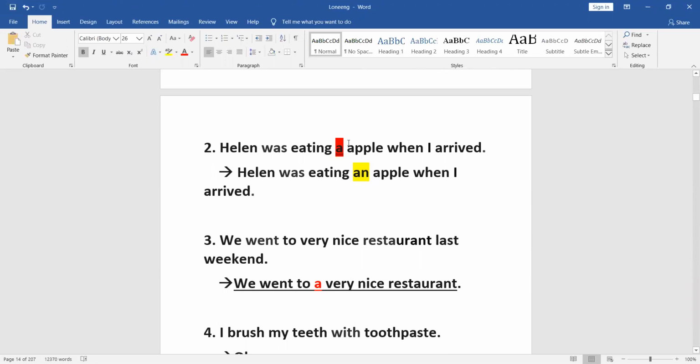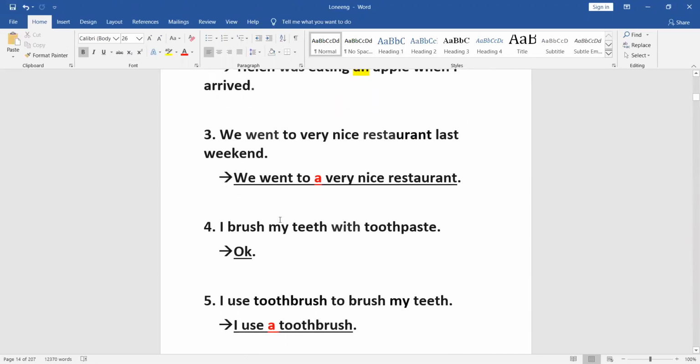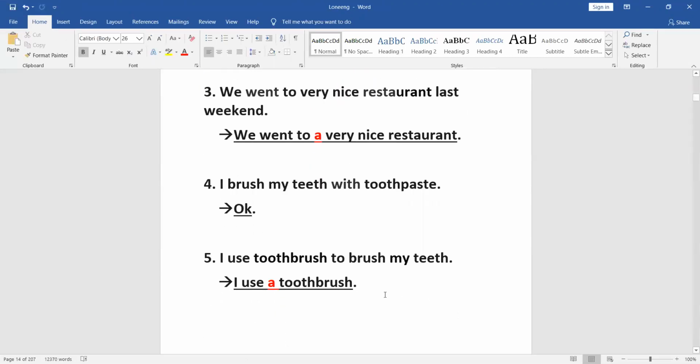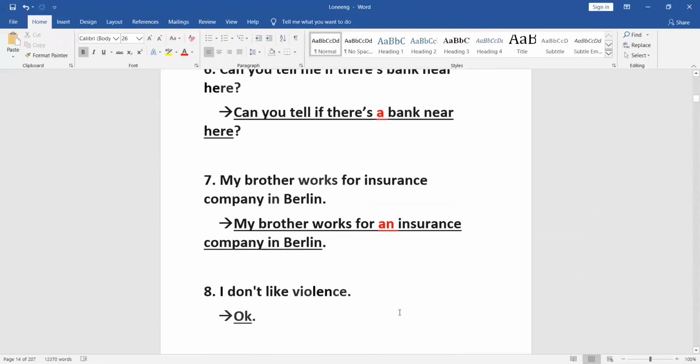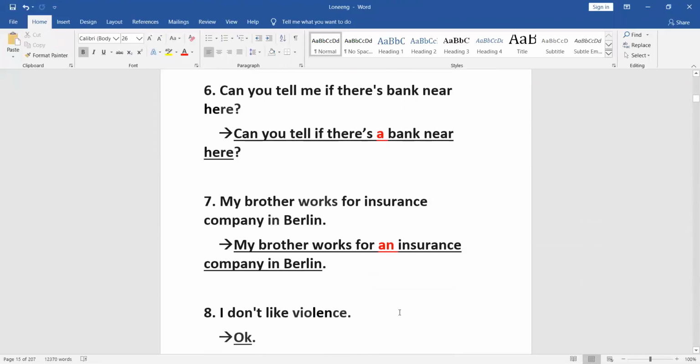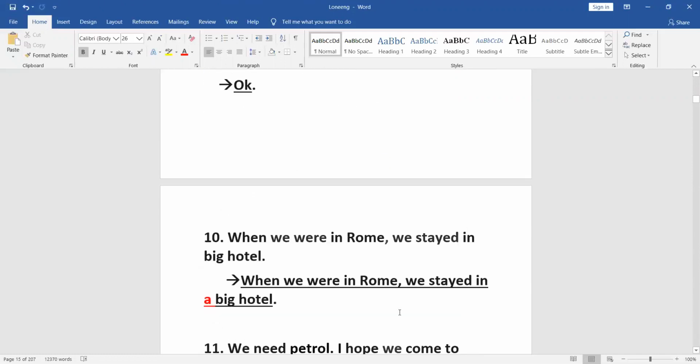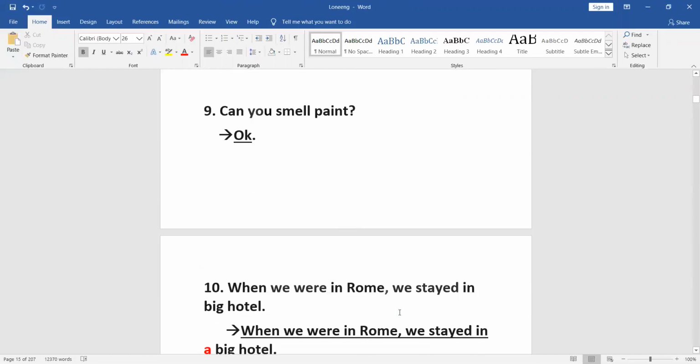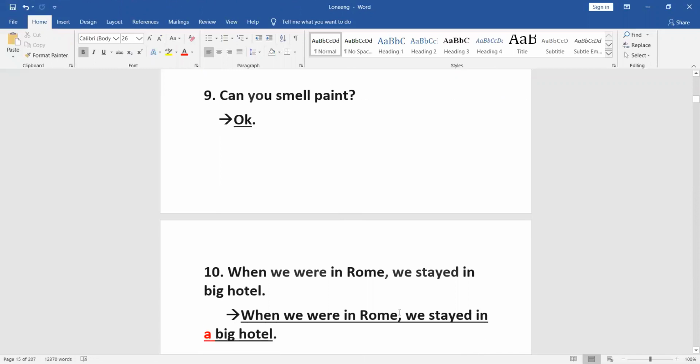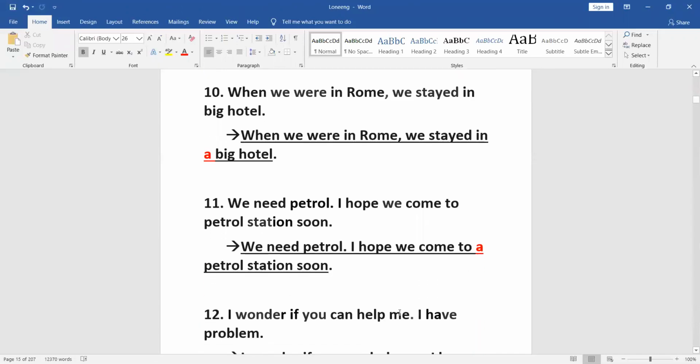Although it means one, because apple is a vowel, you need to put an. Okay. The other sentences are for you to read. Please pause the video and then read these sentences together with your answers so that you will learn the right structure. And you need to pause, write out each and every sentence so that you will learn the right way of saying things. Okay. So let's go on.